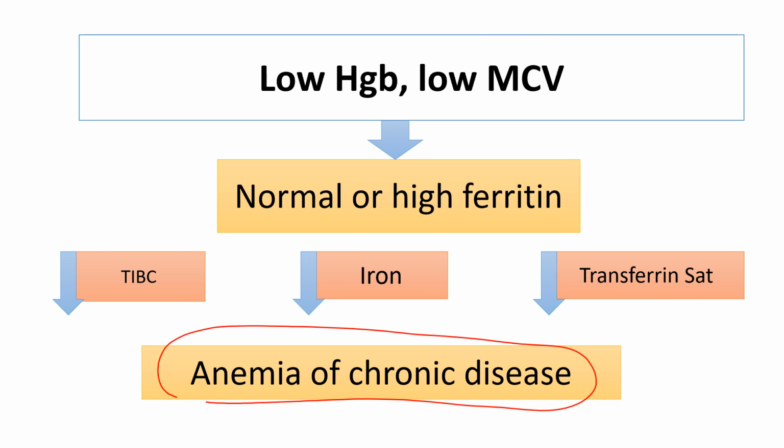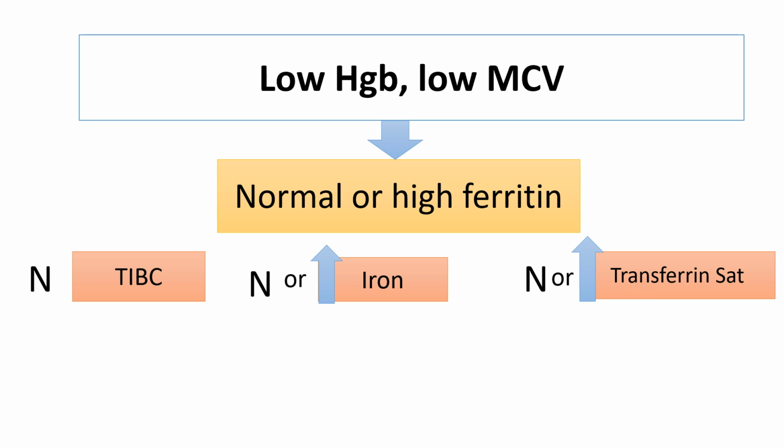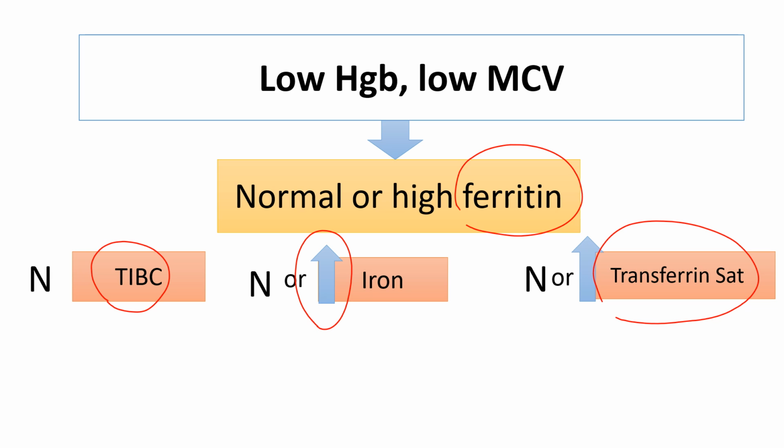The key point here is serum ferritin will be normal or elevated. Why? Because serum ferritin is a reactive protein and will be elevated in cases of acute or chronic diseases. Another case scenario: a child with microcytic anemia, normal or high serum ferritin, normal TIBC, normal or elevated serum iron, normal or elevated transferrin saturation.